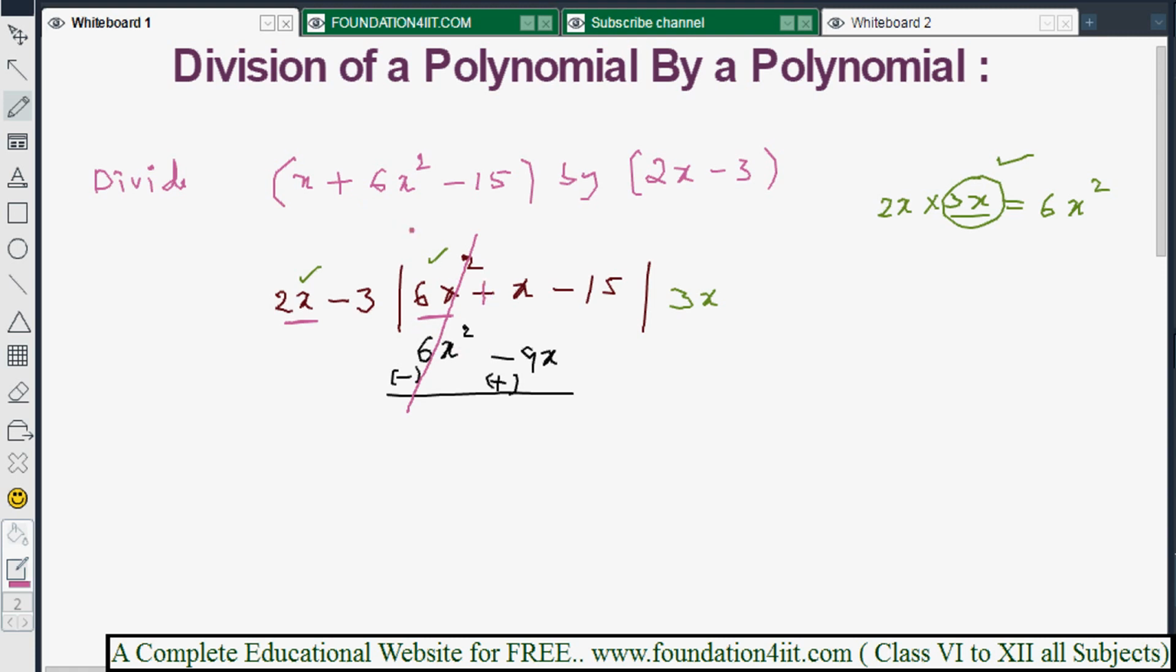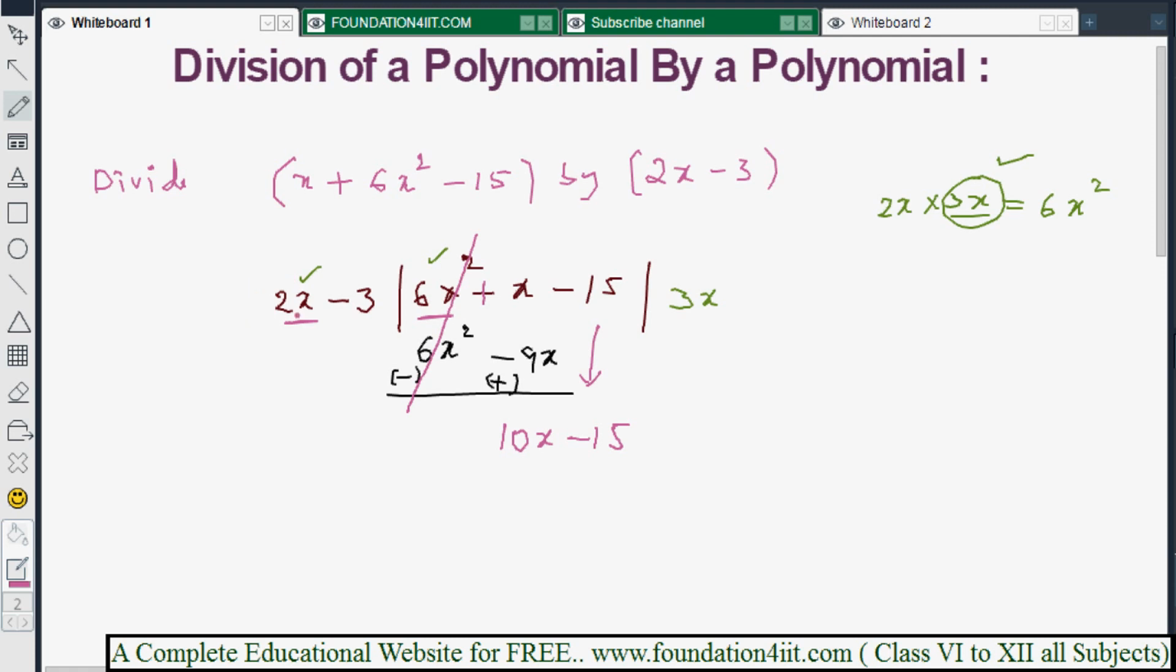So the 6x square plus x minus 15. Plus x plus 9x is 10x. And the next term we should bring down, that is minus 15. So till here one complete session is over. Now again the process is the same.